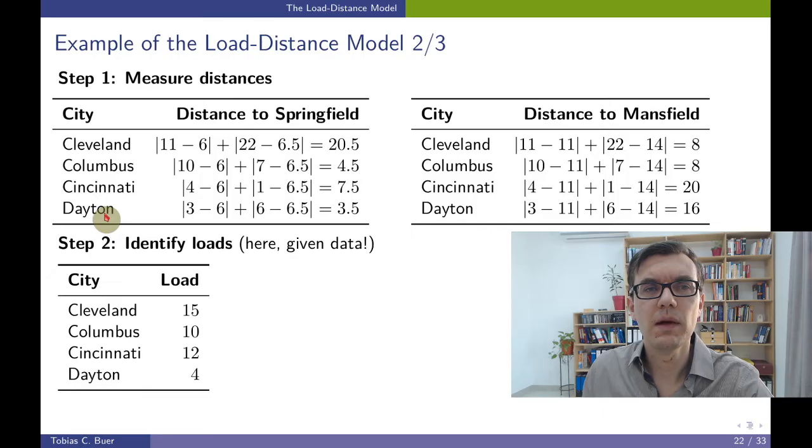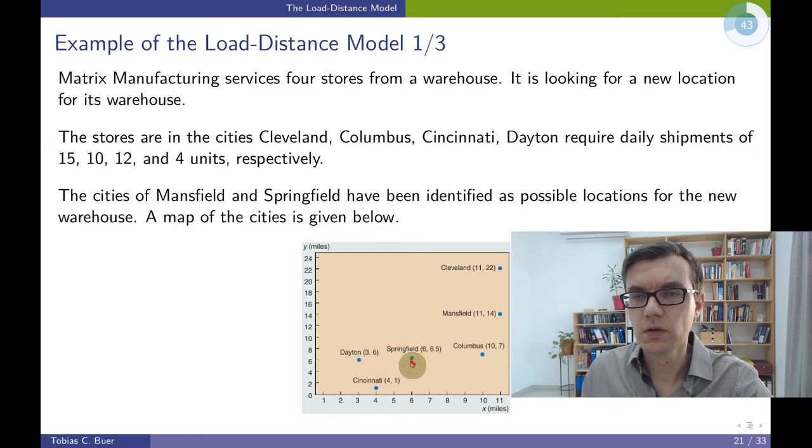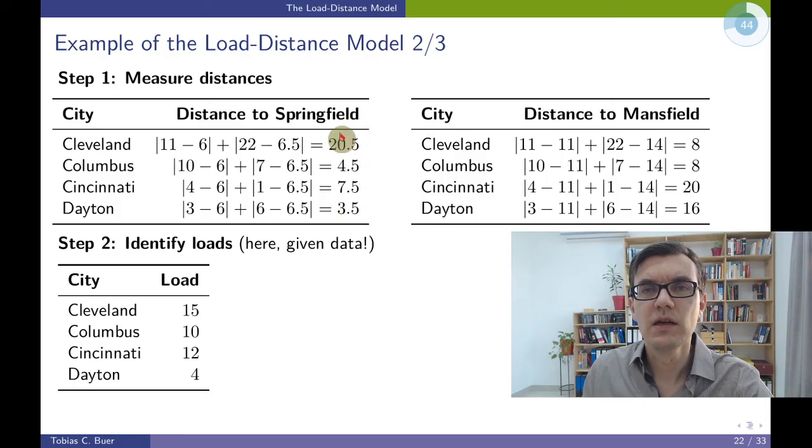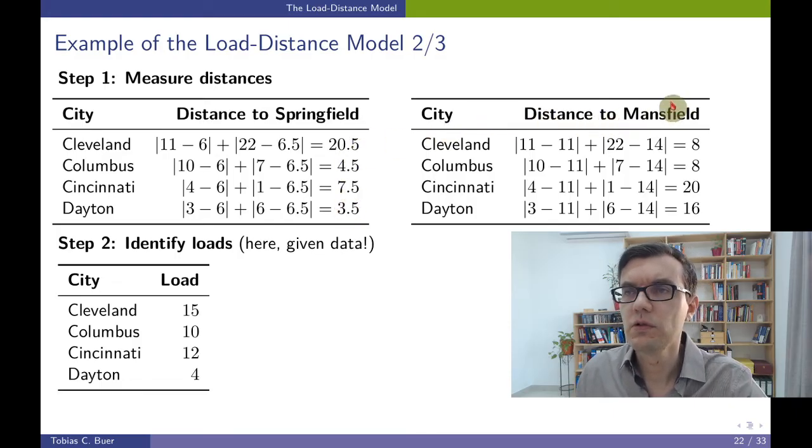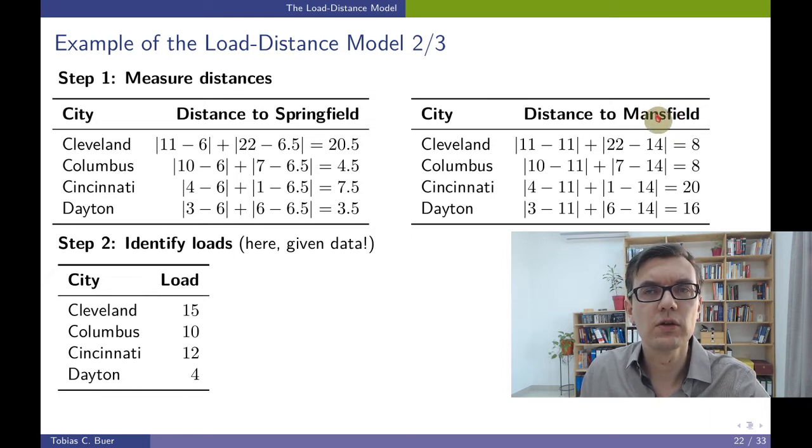Let's have a look again at the map and compare Dayton to Springfield and Cleveland to Springfield. So here's Springfield. Springfield is quite close to Dayton and quite far away from Cleveland, so this simple plausibility check gives us a good idea that these numbers are calculated correctly. We have to repeat this exercise for the potential location of Mansfield. Again, the coordinates that are subtracted are the coordinates of Mansfield, and now we have the distances to the other cities.